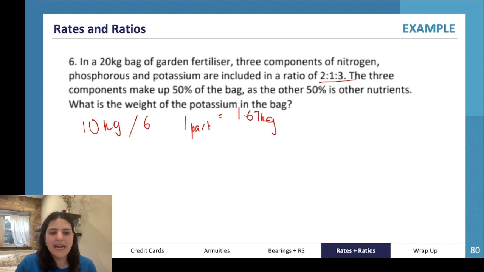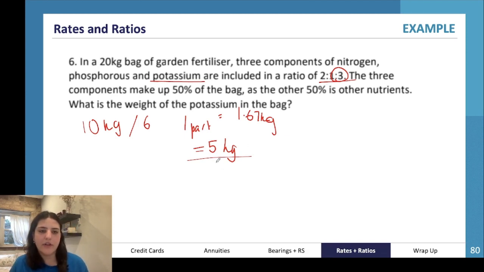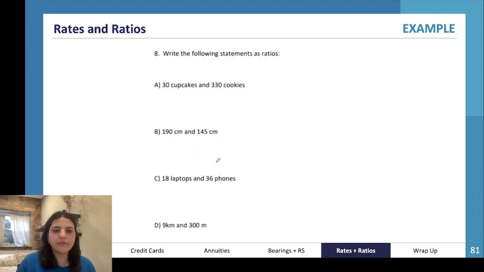And we know the potassium is making up 3 of those parts. And 1.67 times 3 is going to be 5 kilograms. And it's also half of the ratio. So 5 kilograms of the 20 kilogram bag is potassium.